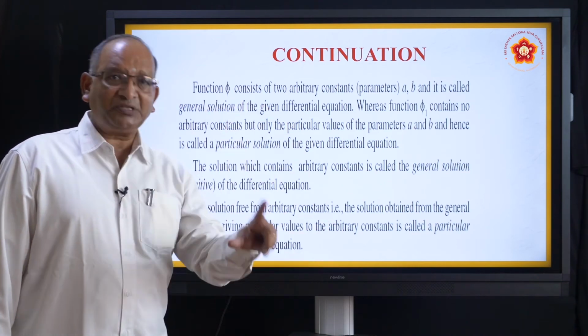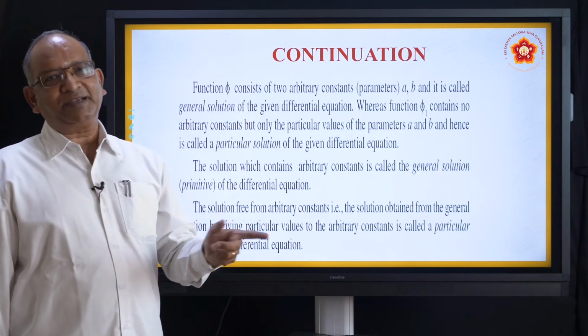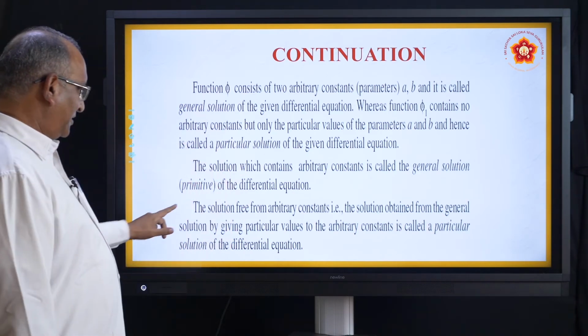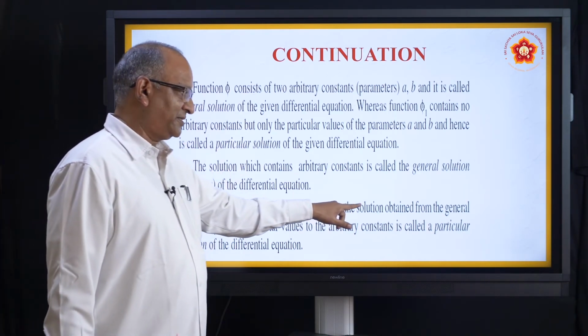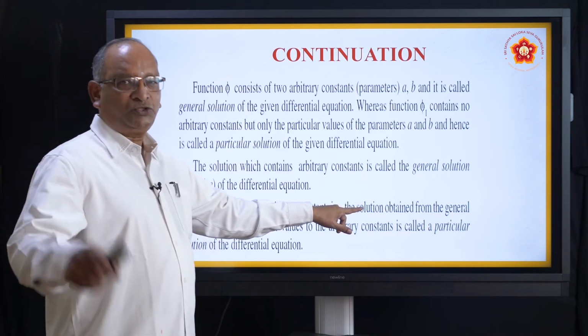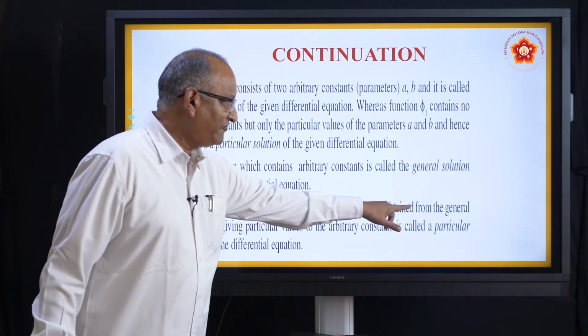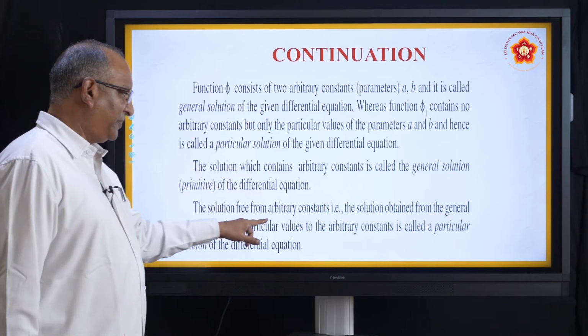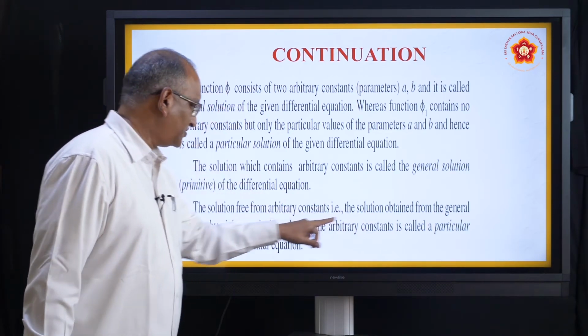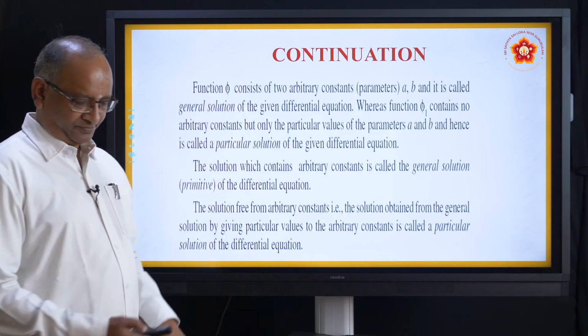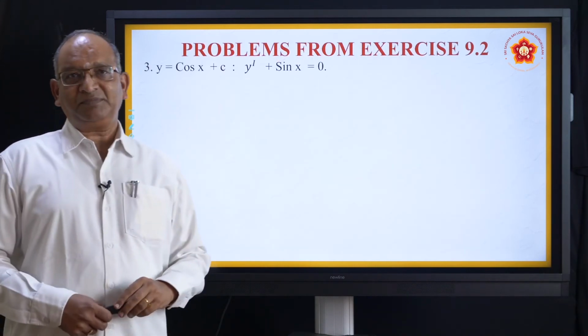Whereas if you substitute the values of a and b, what you get is called a particular equation. The solution free from arbitrary constants means it has no a, b, etc. What we obtain from the general solution by giving particular values to the arbitrary constants is called a particular solution. Now we will solve problems.